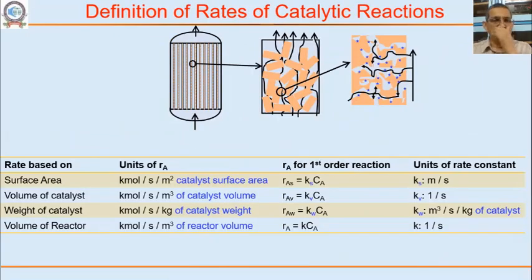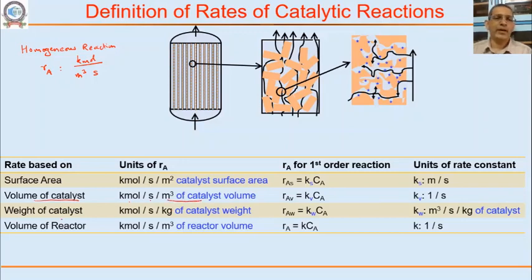Just a little bit about reaction. How do I measure reaction, or how do I quantify rates of reaction? When we had homogeneous reaction, how did we define rate? We defined rate as kilomoles reacted per unit time per unit volume. Correct? Now this rate I can define based on volume of catalyst. So rate would be kilomole per second per meter cube of catalyst.